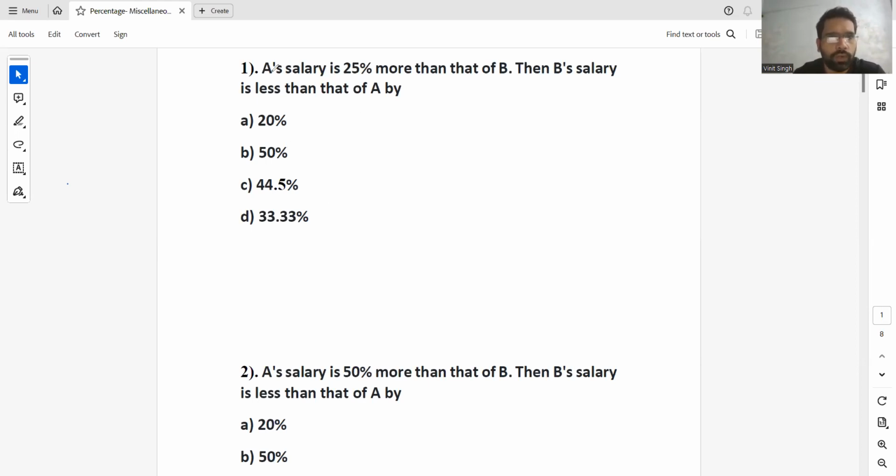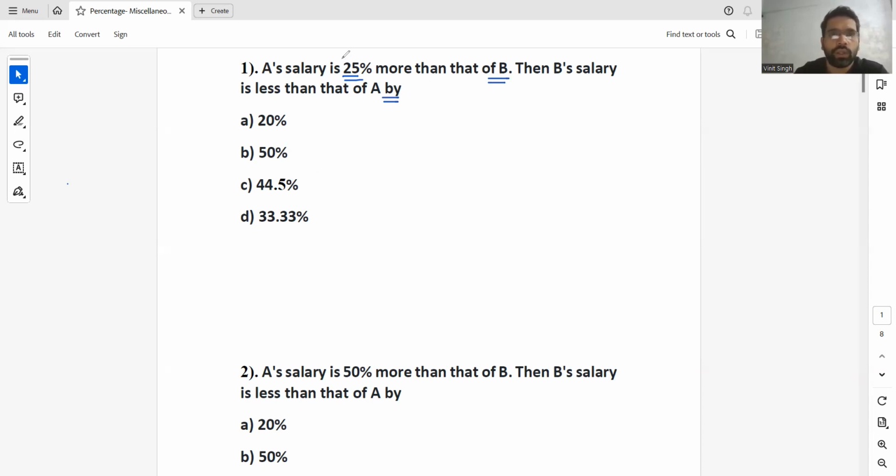Here the question number 1 is: A's salary is 25% more than that of B. Then B's salary is less than that of A by how much percent? 20%, 50%, 44.5% and 33.33%. Means if A earns 25% more than B, then how much percent less does B earn than A?